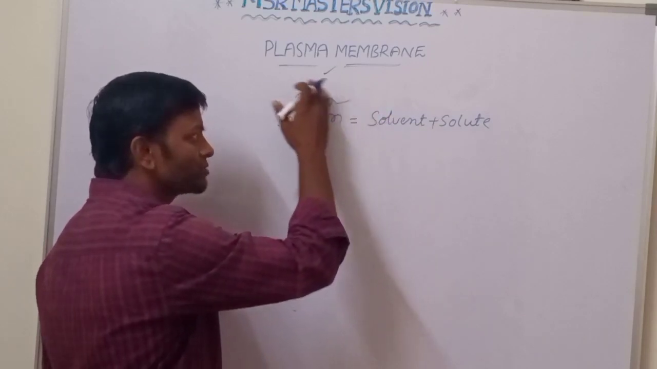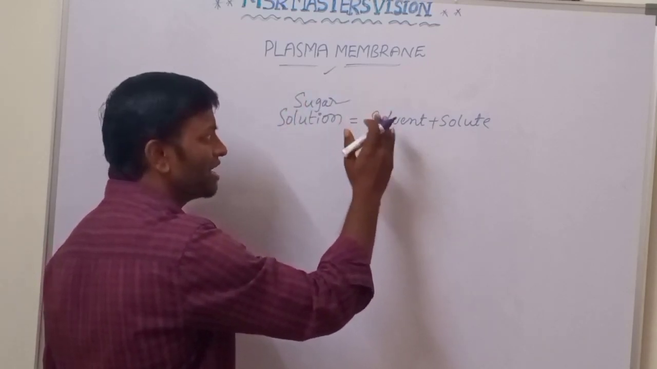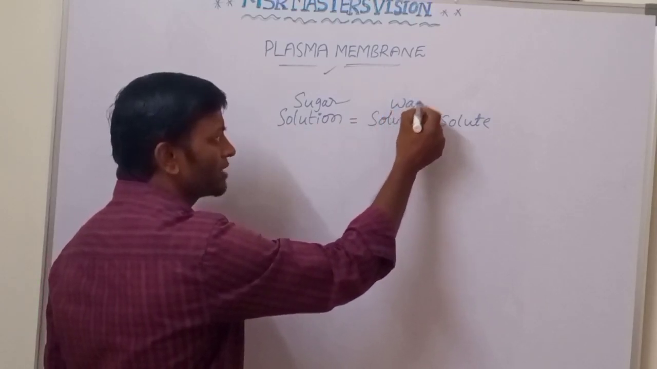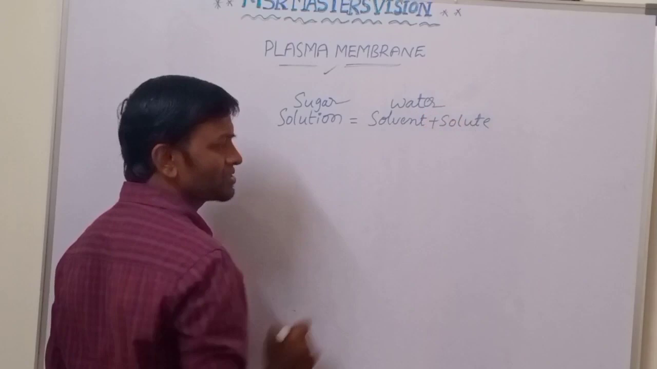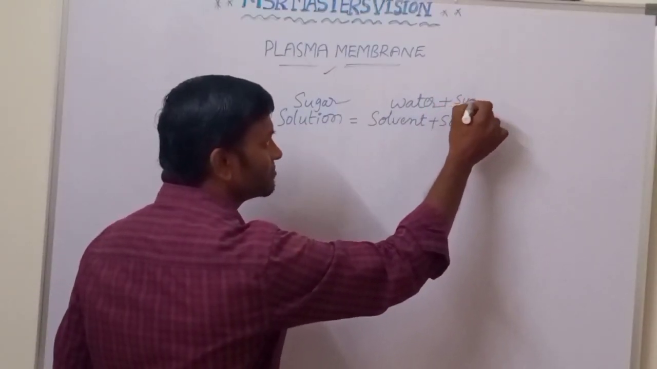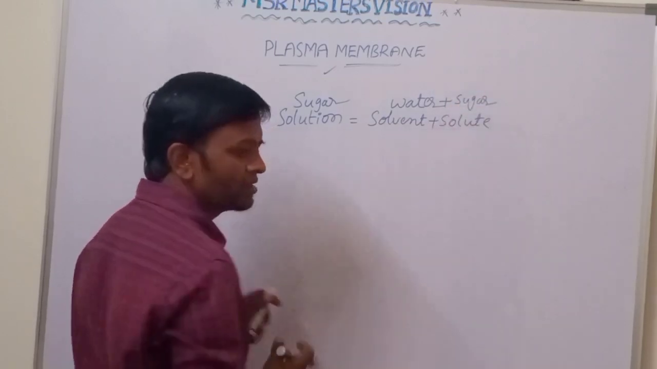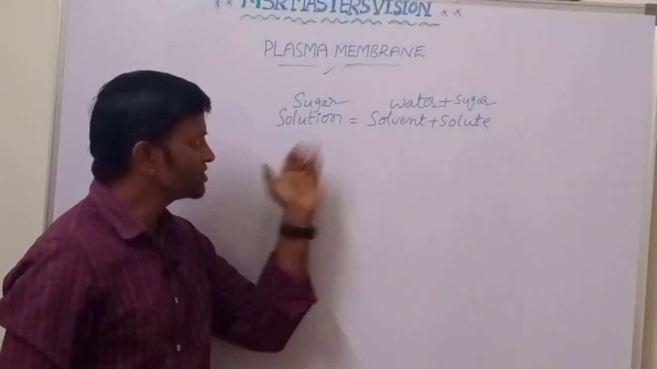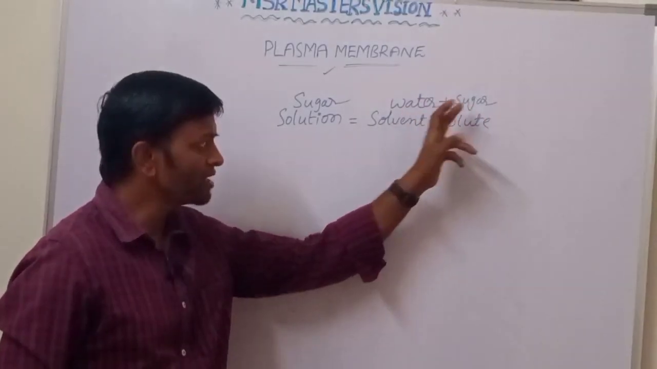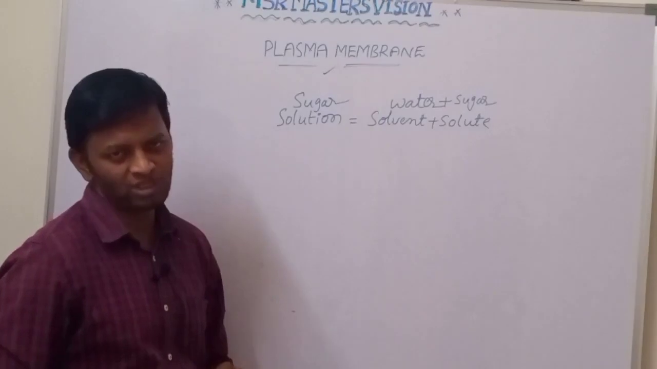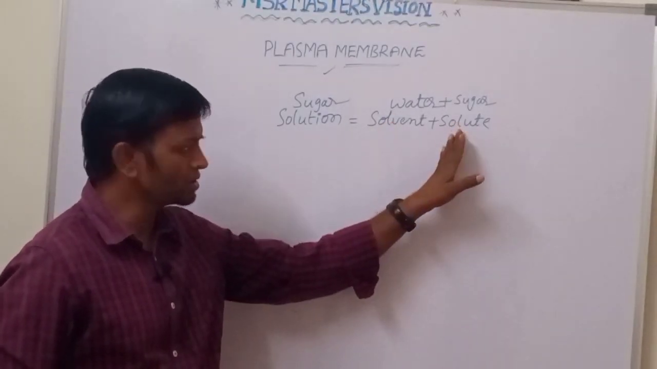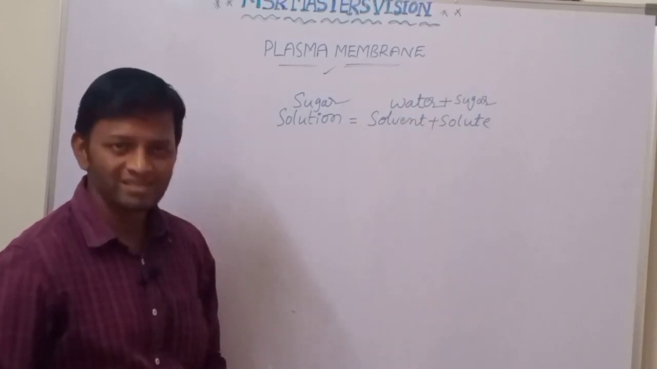So for preparing sugar solution, we are taking water. Next, to the water, what are we adding? Sugar we are adding. For the preparation of sugar solution, we are using sugar with water. So here, sugar is the solute, and water is the solvent.